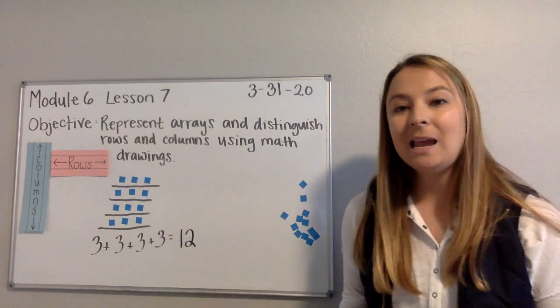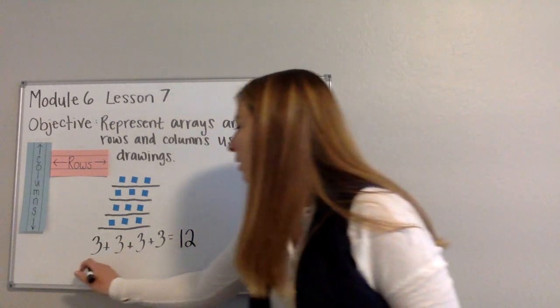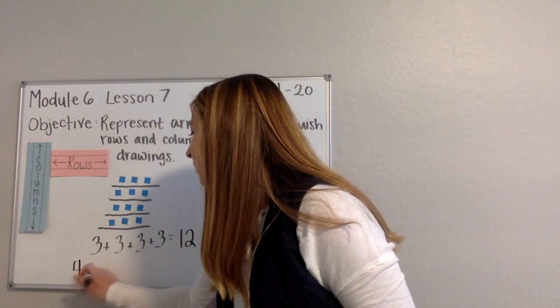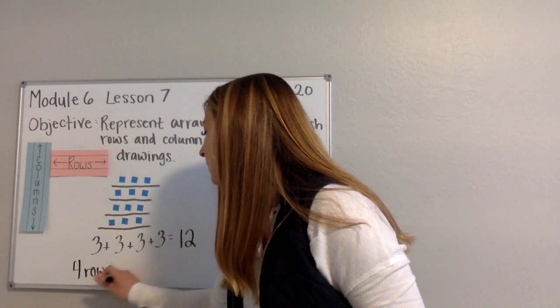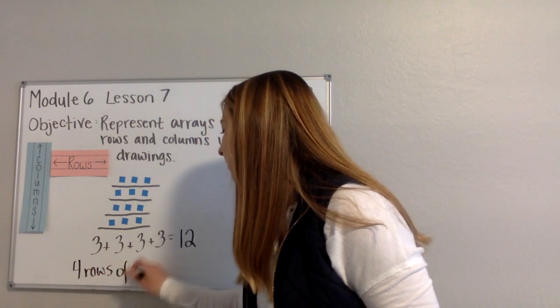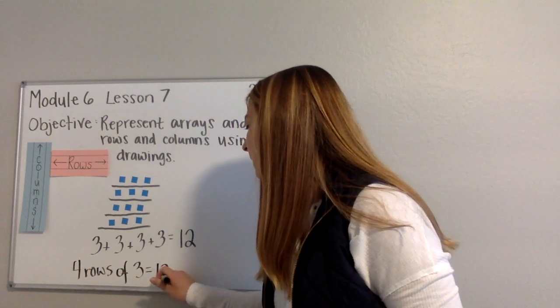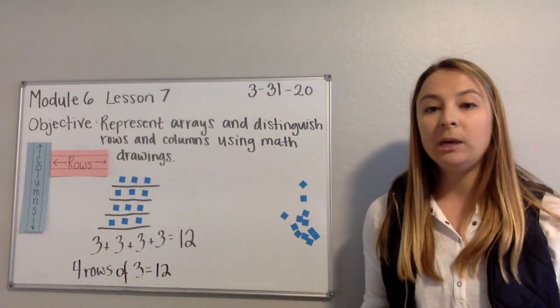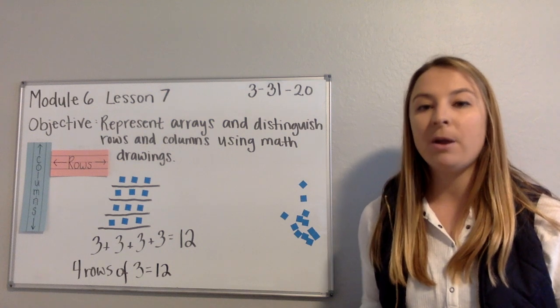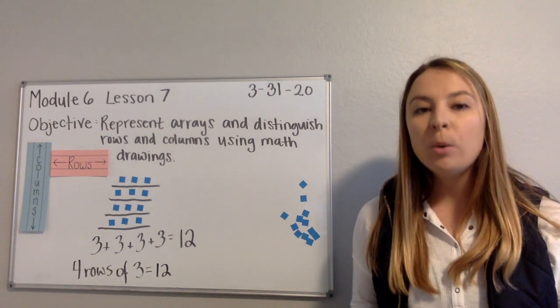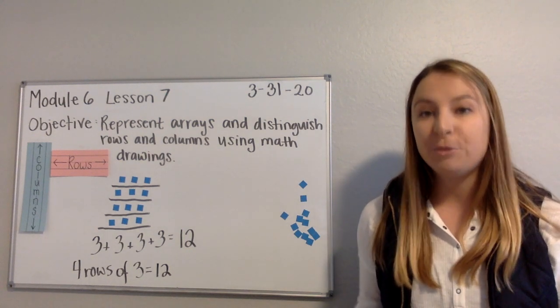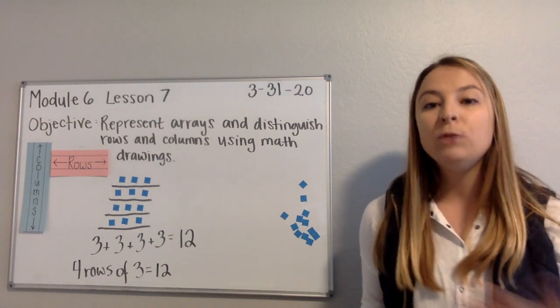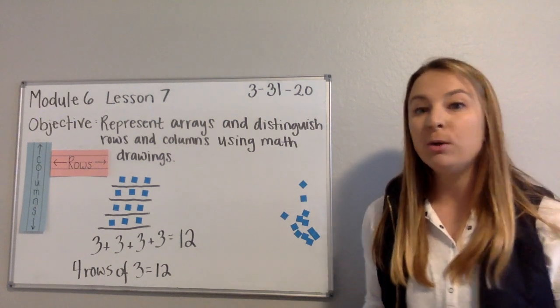Now my written statement to explain this array would be 4 rows of 3 equals 12. Now I'm going to go ahead and leave this example here, and I'm going to hop over to the second part of this example. I'm also going to create 4 rows of 3 again. So go ahead and move your manipulatives to match 4 rows of 3.